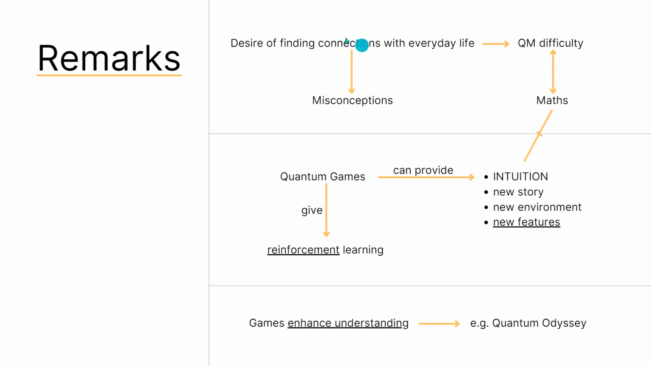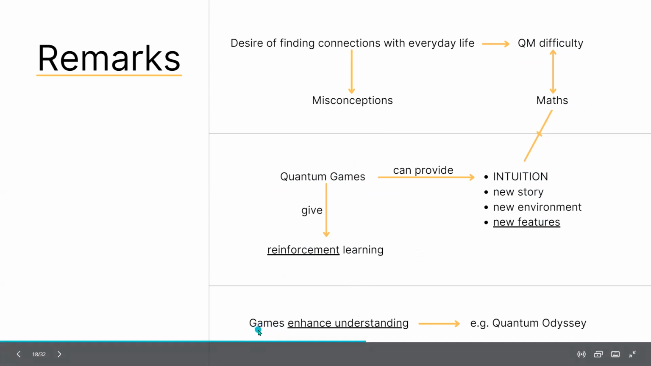Here we have more general remarks, and here I'm paraphrasing teammate Tamesh. The desire of finding connections with everyday life can make quantum mechanics difficult, and this can also give rise to misconceptions. This difficulty of quantum mechanics is also related to maths, which can have problems giving intuition. But quantum games can provide that intuition, give a new story, new environment and new features, and give the reinforcement learning that we need. And games can enhance understanding, as was shown, for example, by Quantum Odyssey.